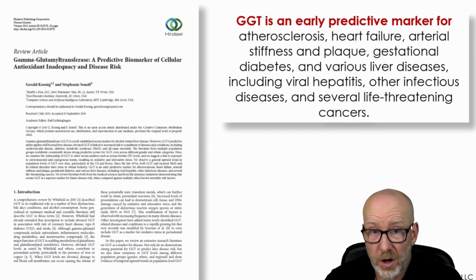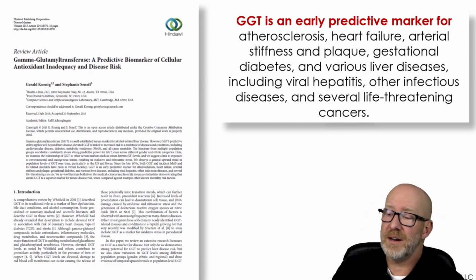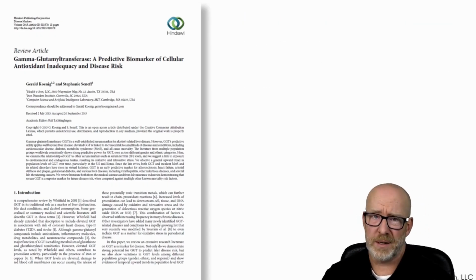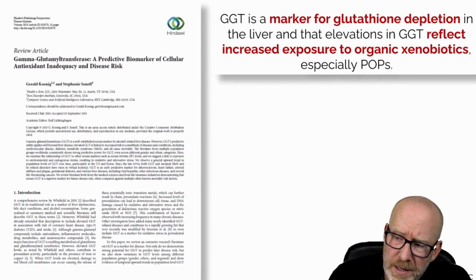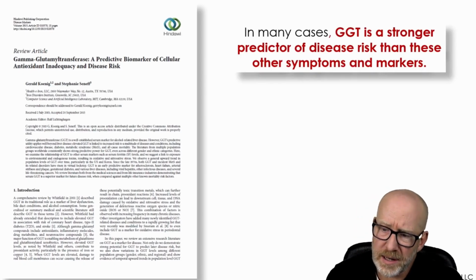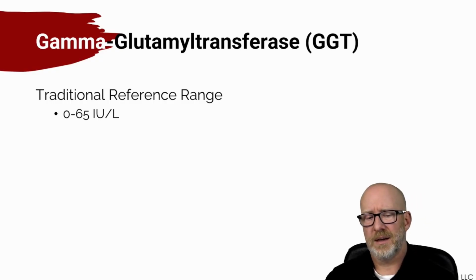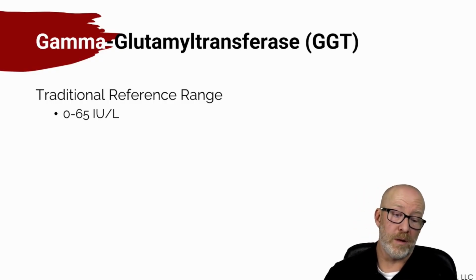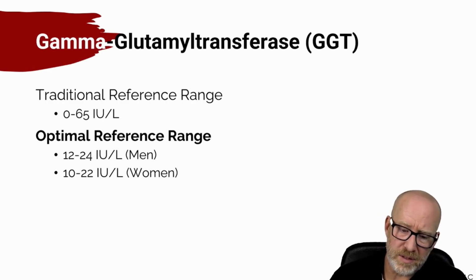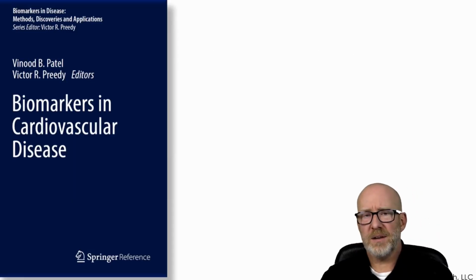GGT is an early predictive marker of atherosclerosis, heart failure, arterial stiffness and plaque, gestational diabetes, various liver diseases, including viral hepatitis, other infectious diseases, and several life-threatening cancers. Early predictive marker. It's a marker of glutathione depletion. It might reflect increased exposure to environmental pollutants and is a stronger predictor of disease than other markers like CRP, A1C, and uric acid. Here's the traditional reference range. Well, it turns out if you're in the high normal range there, you're at an increased risk for a whole bunch of things, and therefore an optimal reference range, which is based on the scientific literature, which I'm not going to go into now in the interest of time, is better. Here's a couple proof of concepts.